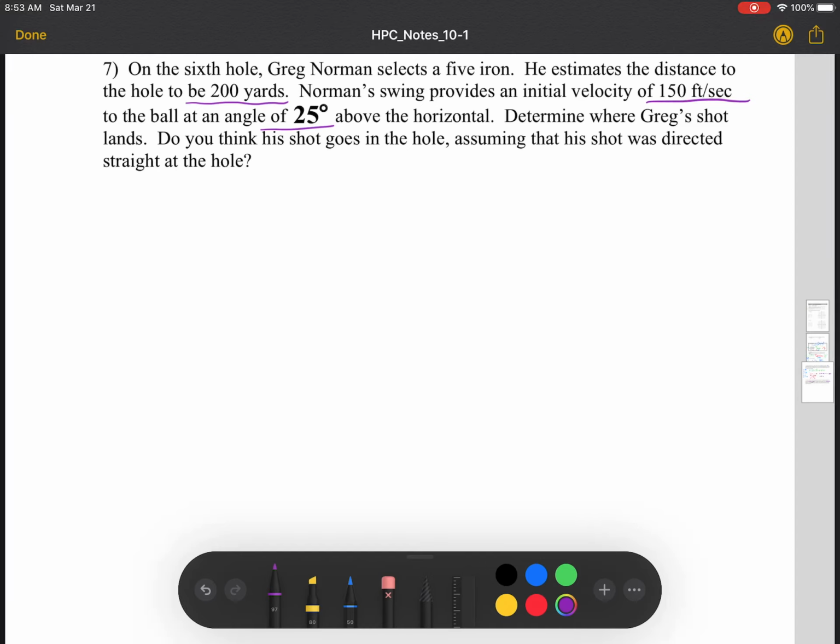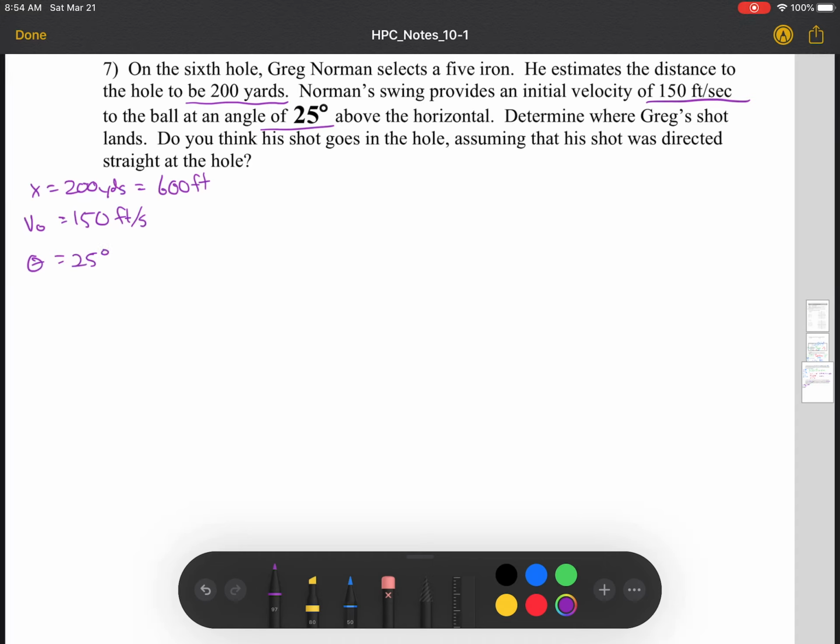So again, they're saying it doesn't go left or right. Okay, so let's write out our information to start. We've got that our x is 200 yards, or I'm going to do this conversion now, 600 feet, right? We're just doing that in terms of our gravity. It's easier just to convert this than to convert our gravity. So 600 feet, our initial velocity is going to be 150 feet per second. Our theta is going to be 25 degrees.